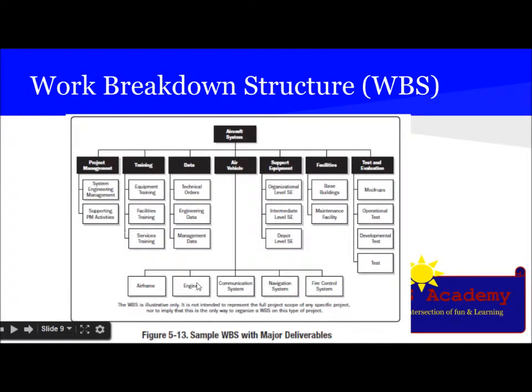This is the third sample, with major deliverables. So this is an aircraft system with the elements project management, training, data, air vehicle, support equipment, facilities, test and evaluation. Project management is further divided into system engineering management and supporting PM activities. Training can be subdivided into equipment training, facilitating training, facilities training, services training.